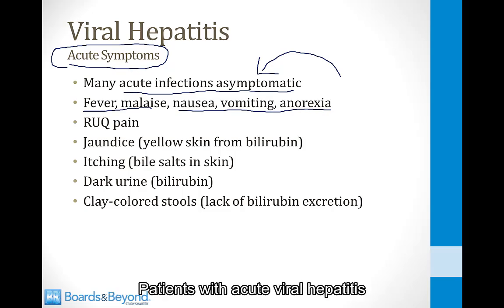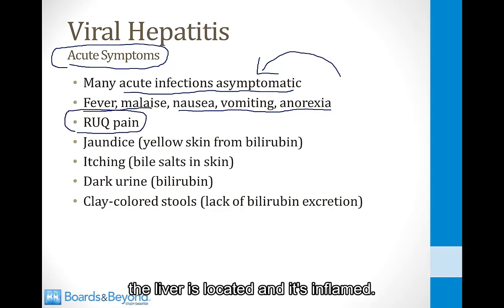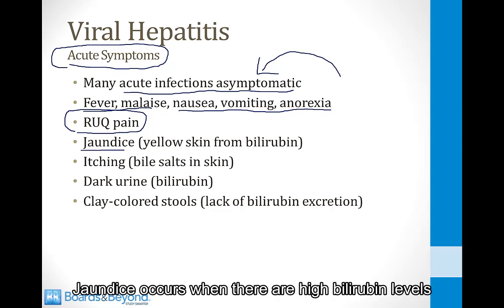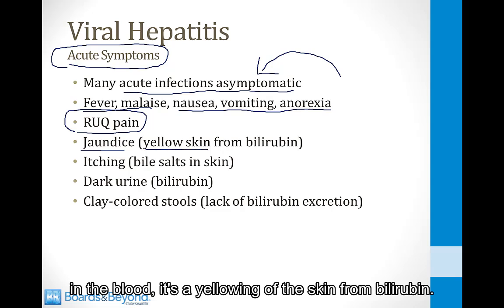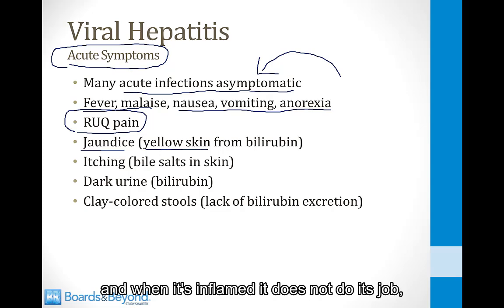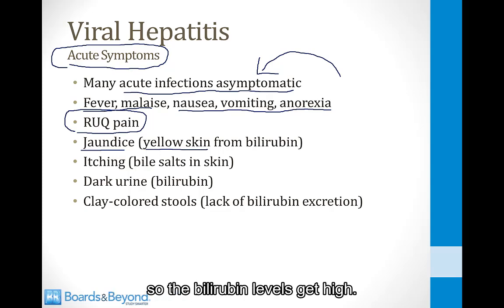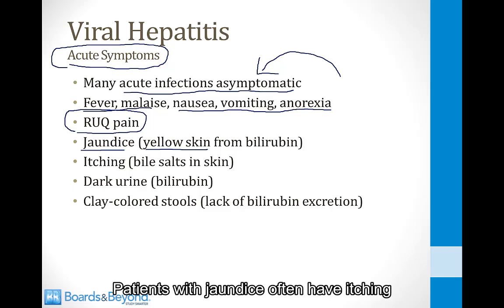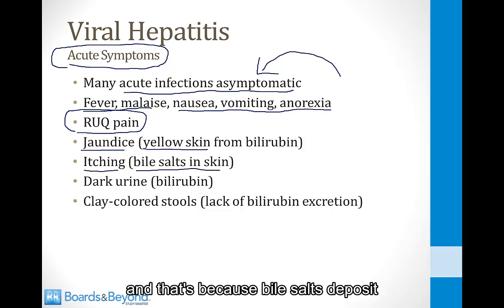Patients with acute viral hepatitis will have right upper quadrant pain. This is because that's where the liver is located and it's inflamed. They often get jaundice. Jaundice occurs when there are high bilirubin levels in the blood. It's a yellowing of the skin from bilirubin. The liver's job is to excrete bilirubin, and when it's inflamed, it does not do its job, so the bilirubin levels get high.